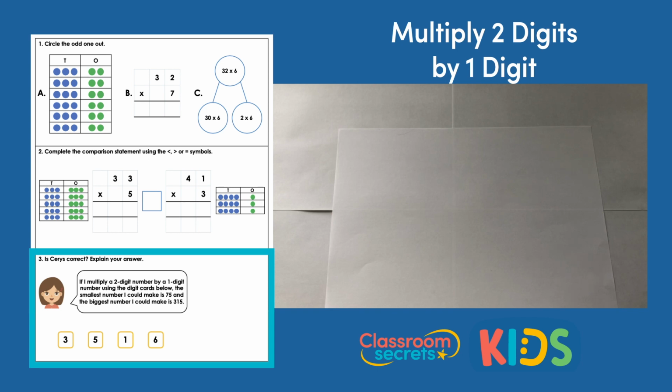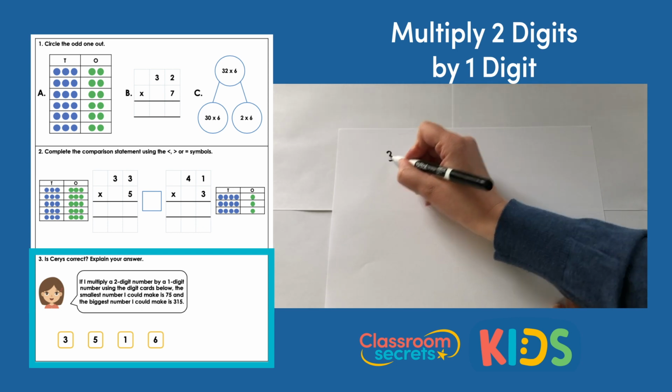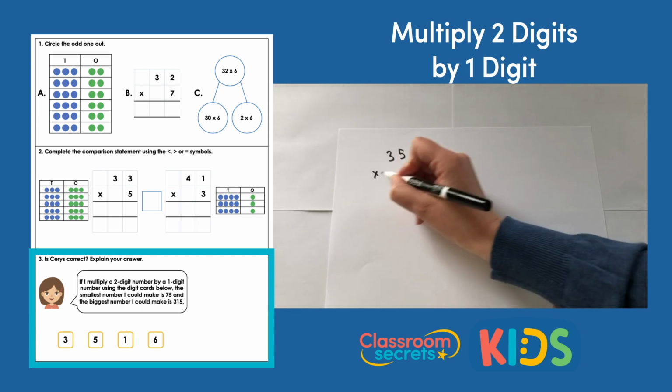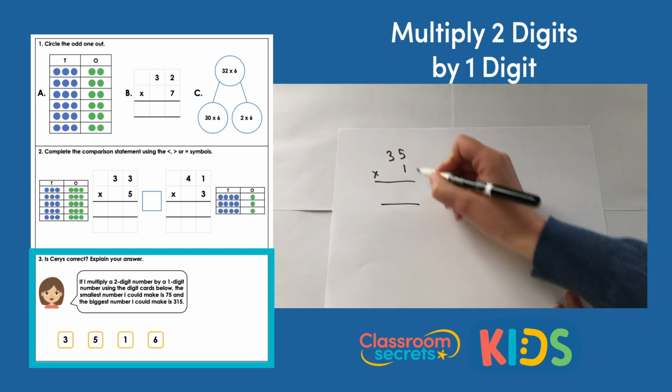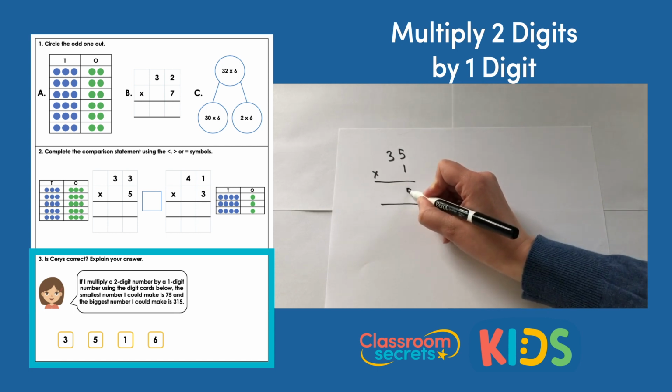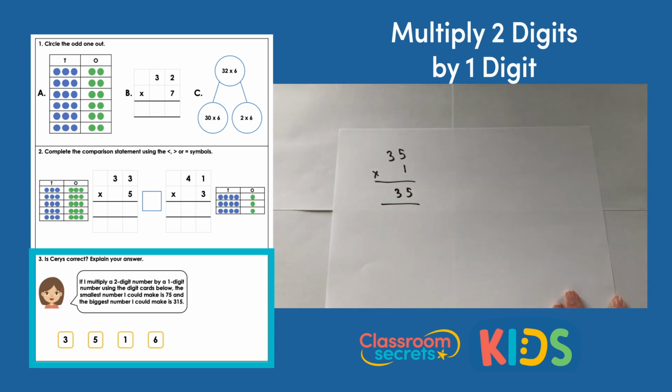Now, I'm going to have a look at the smallest digits in our selection, that's 3, 5 and 1, to see if I can make a calculation. I know that if we multiply a number by 1, that number stays the same. So my smallest 2-digit number, not using 1, would be 35. So I could do 35 times 1. Know that 1 times 5 is 5, 1 times 30 is 30, and my answer is 35. So already I've managed to make a smaller number than Keris' suggestion of 75.